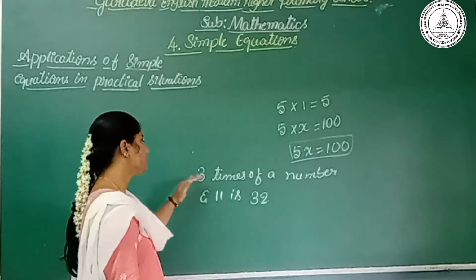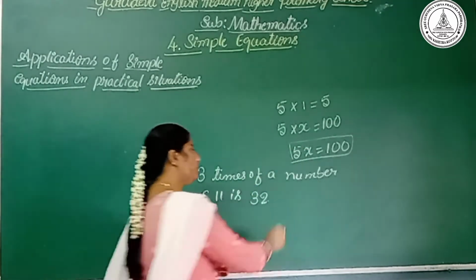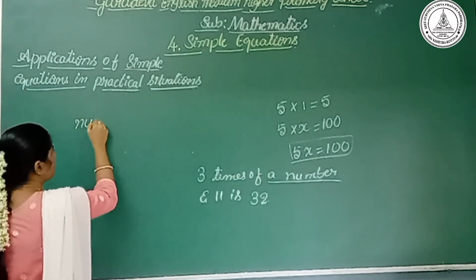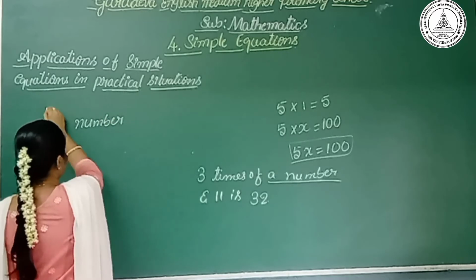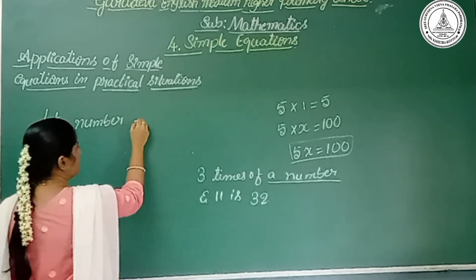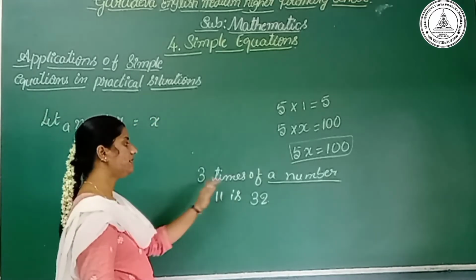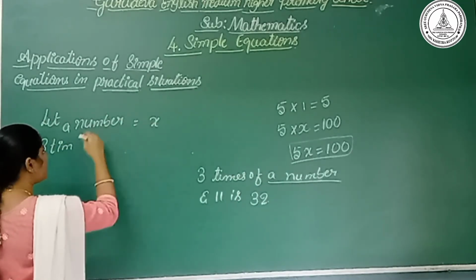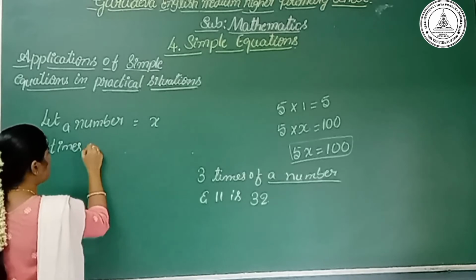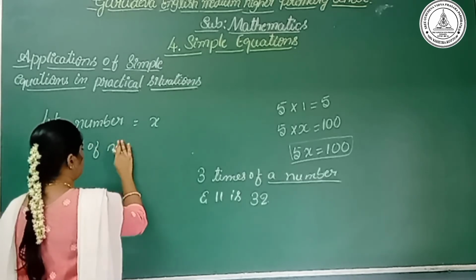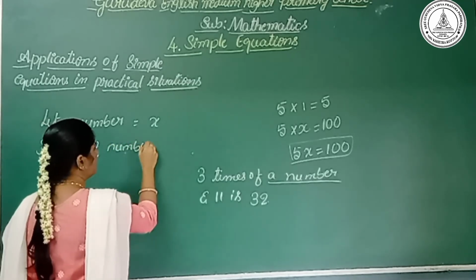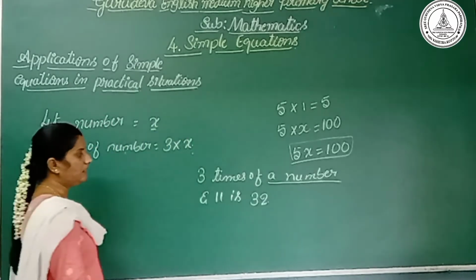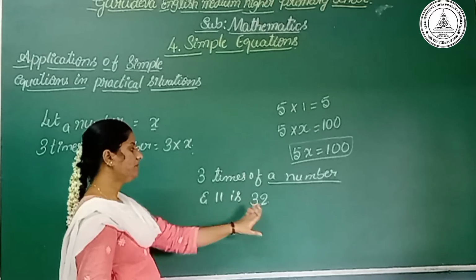How do we set that up? 3 times a number. We don't know what the number is here, so we take the number to be x itself. Let the number be x. 3 times a number means x is multiplied by 3. So 3 times a number is 3 into x, and add 11 to get 32.